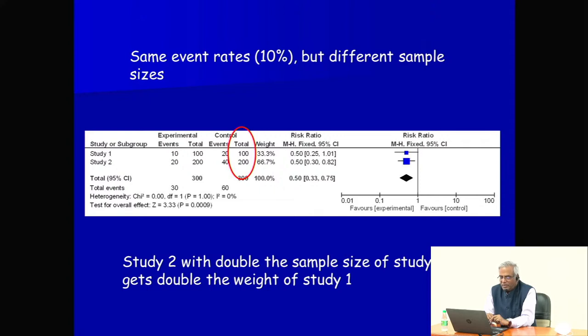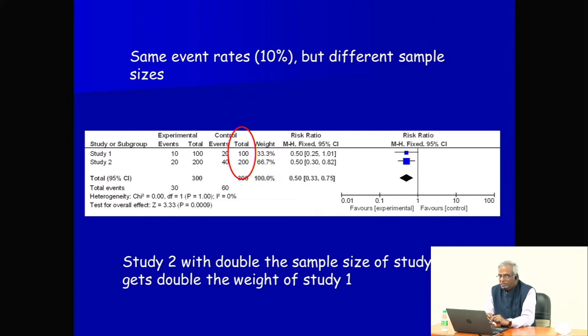Everywhere you will see 10% of people are getting the event. The event may be death, for example. So 10% of people died in study 1 in the experimental arm, and 10% died in study 2 as well. But in the control arm, 20% of people died, 20% in study 1, 20% in study 2 also. Because in study 2 the sample size was 200, so 40 people died.